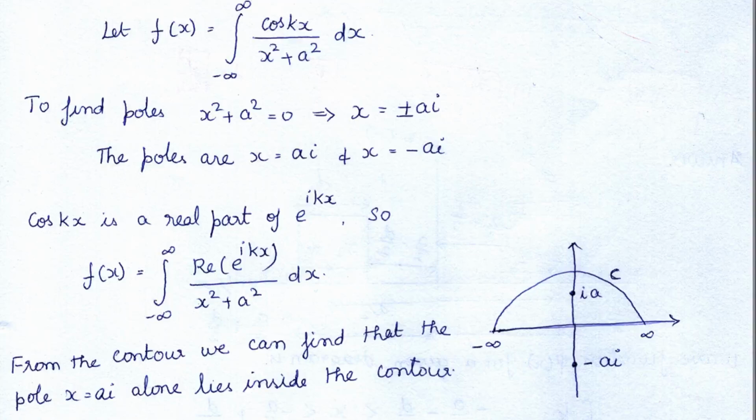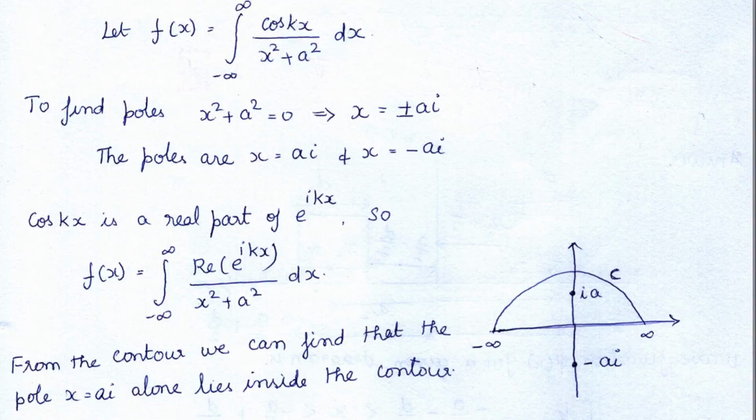Let us consider the given integral as f of x is equal to the integral from minus infinity to plus infinity of cos kx divided by x square plus a square into dx. Next we will find the poles. For finding the poles, we equate x square plus a square is equal to 0, and we can find the poles as x is equal to plus ai and minus ai. Now we simplify the given f of x because we cannot directly apply the pole value.